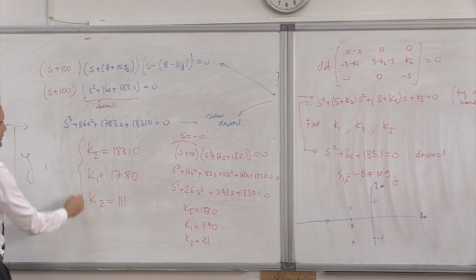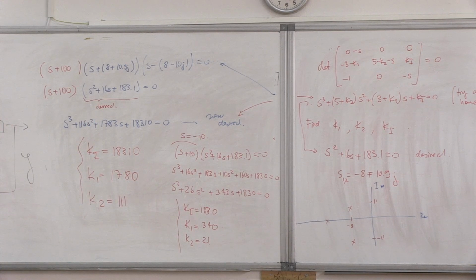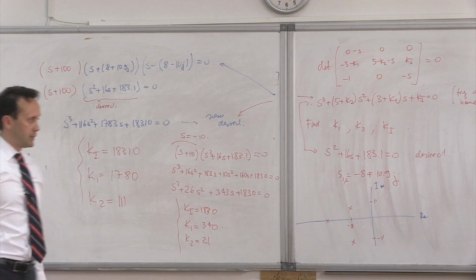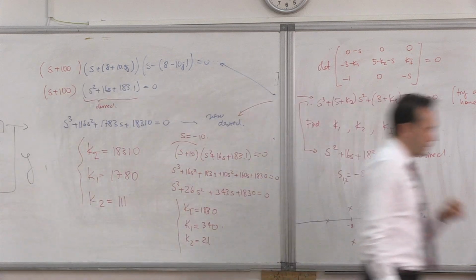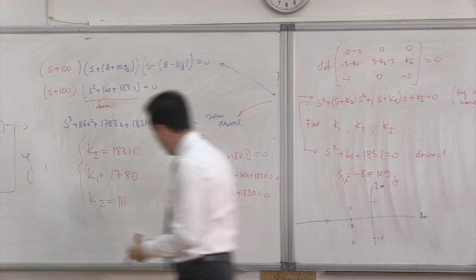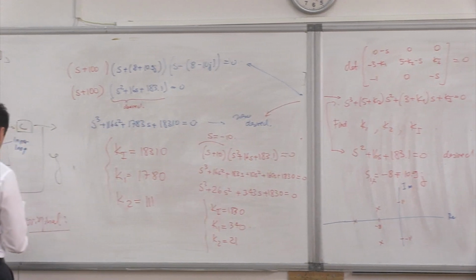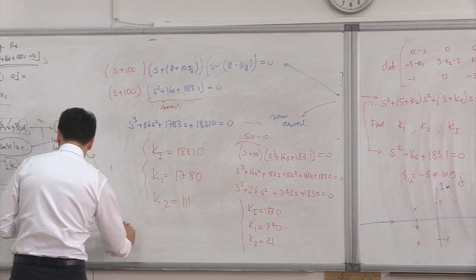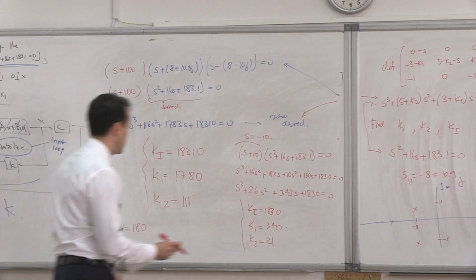And look how different it is. There's an order of magnitude difference in the numbers when I reduce it to s plus 10. And what was the original K1 and K2 without the integral control? What did we have? Original numbers were, original with no integral control, K1 was equal to 180 and K2 was equal to 11.